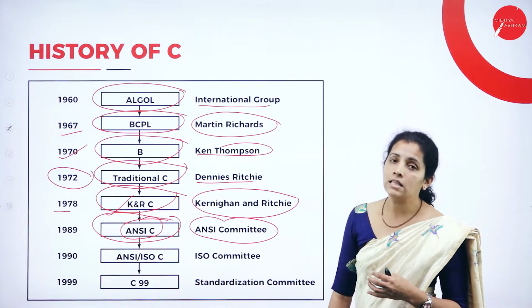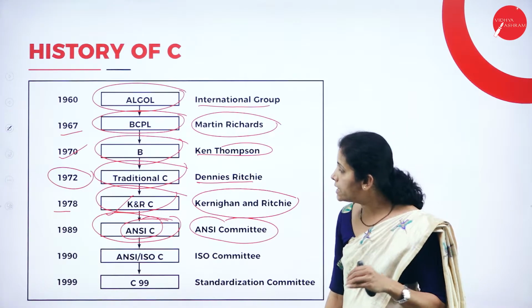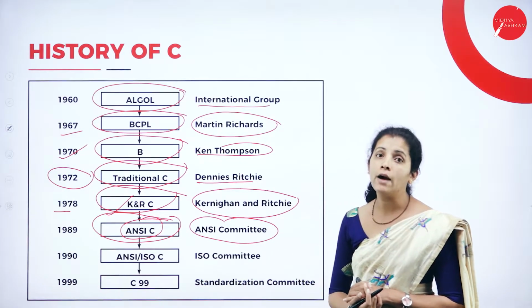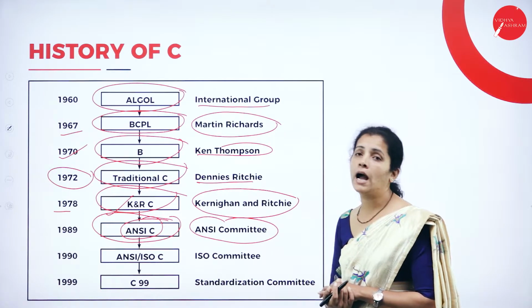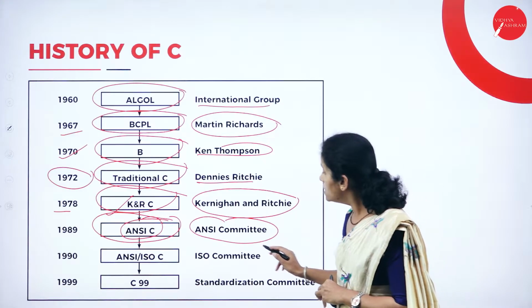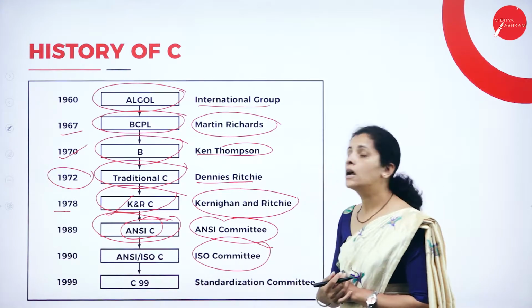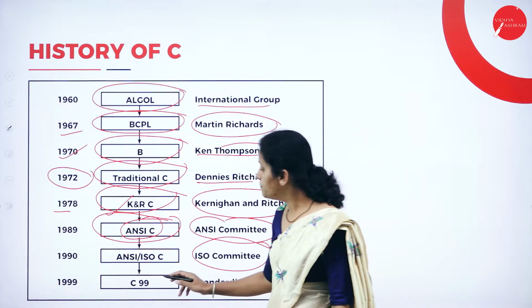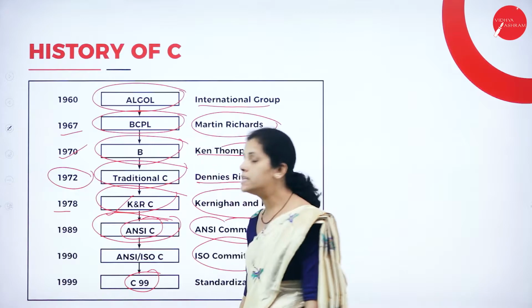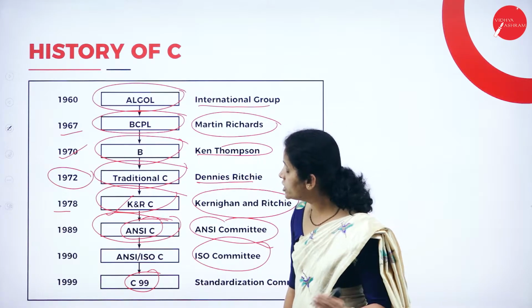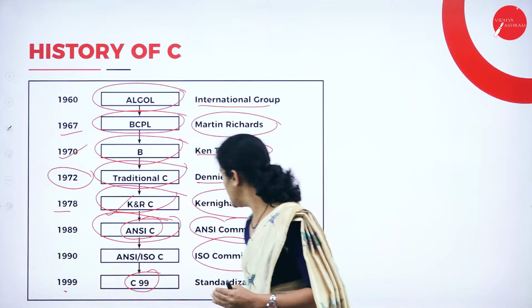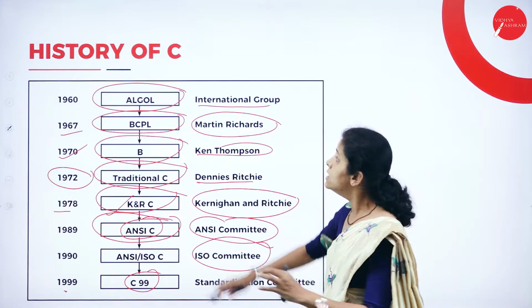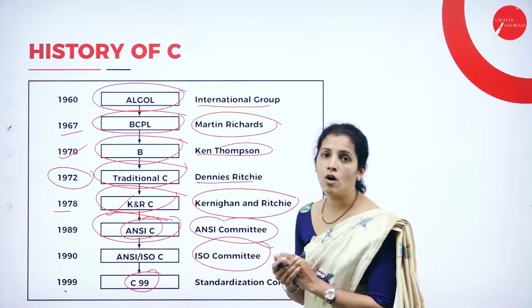known as ANSI C, and in the year 1990, once again we are going to have ANSI C along with ISO C, and this was introduced by the ISO committee. And then we are going to have C99, which year is it? 1999, and it is the standardization committee. So this is all about the history of the C programming language.